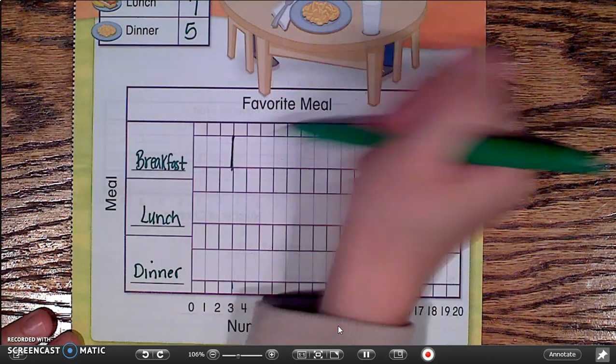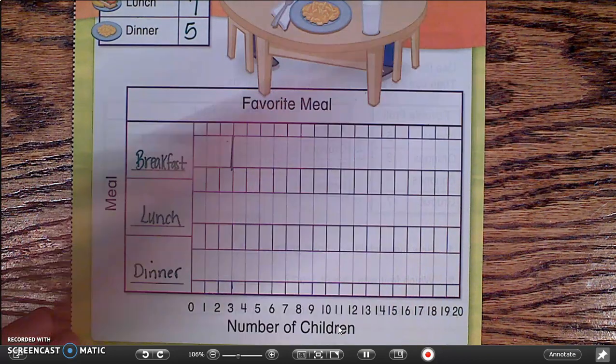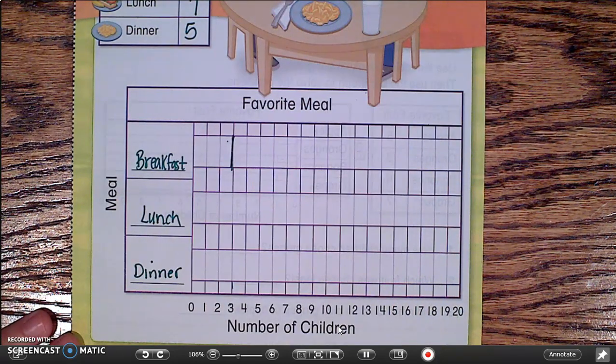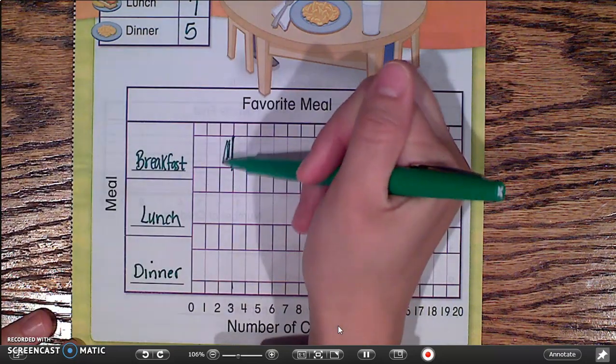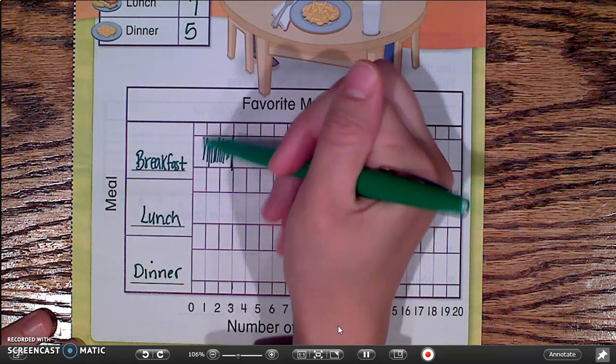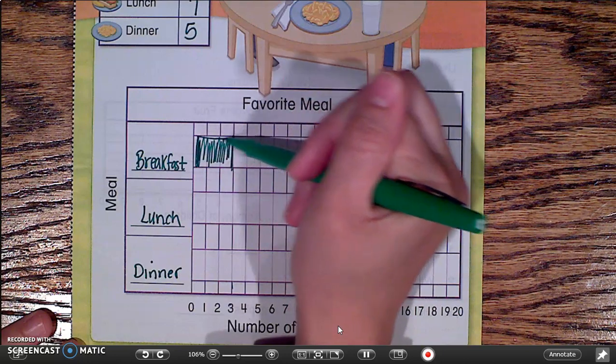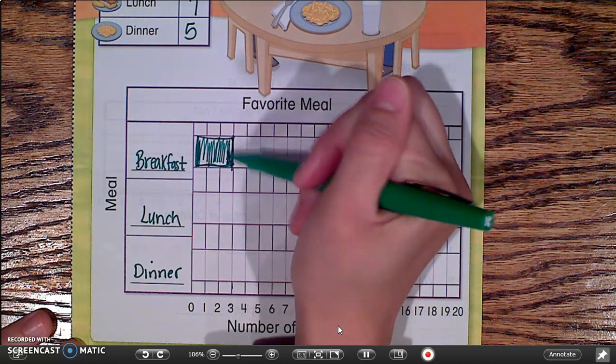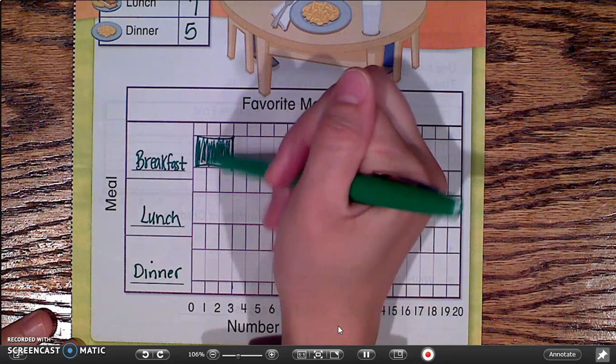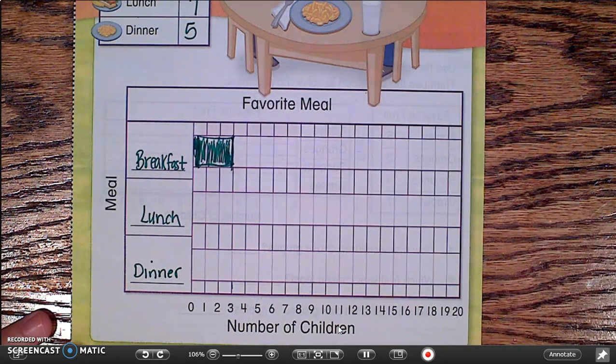Then I'm going to recount. 1, 2, 3. Did I do 3? Yeah. Then I fill in. The reason why I do that is because that way I don't get confused and count wrong. Okay.